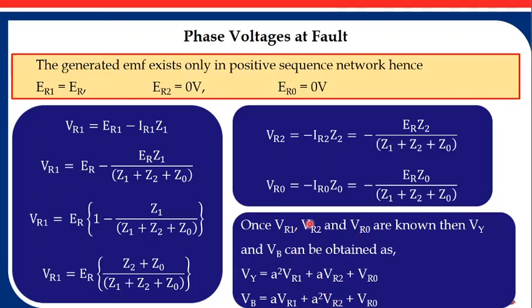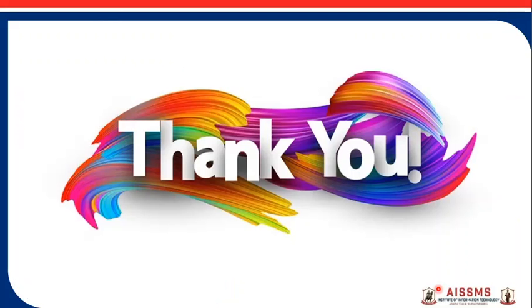In this case, VR is going to become 0, and Vy will be A square into VR1 plus A into VR2 plus VR0. Vb is A into VR1 plus A square into VR2 plus VR0. Thank you.